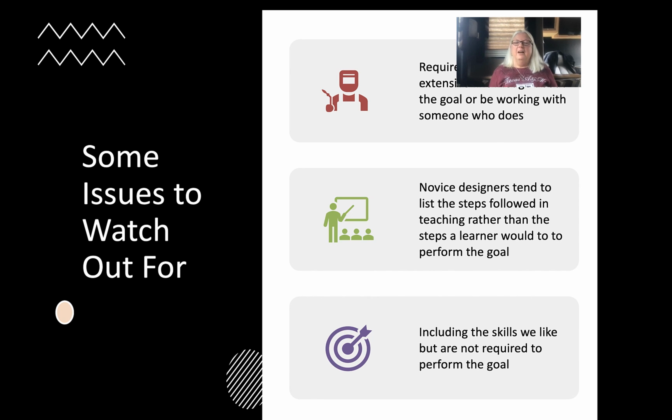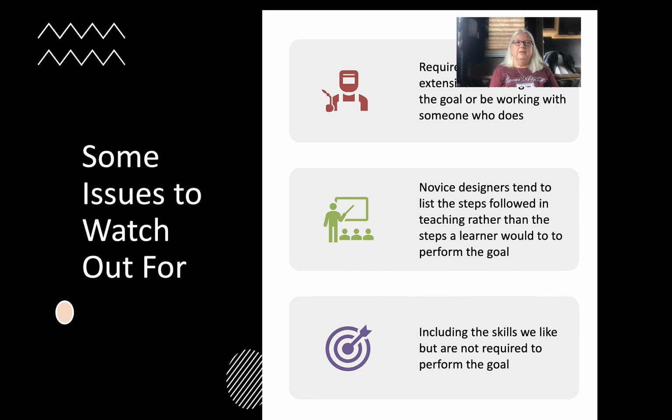I mean, trainers and designers aren't expected to know everything about everything. Secondly, novice designers tend to list the steps followed in teaching rather than the steps the learner goes through to perform the goal. And this happens so often that we tend to describe how we're going to train somebody, rather than what they're doing after the training. This is still in the performance context. This is not the training context.